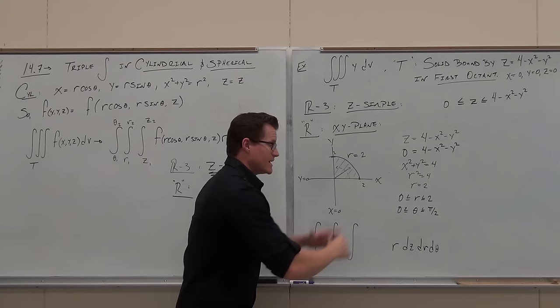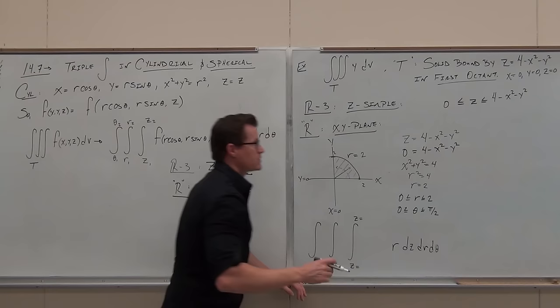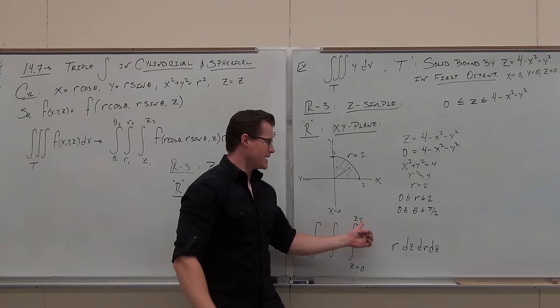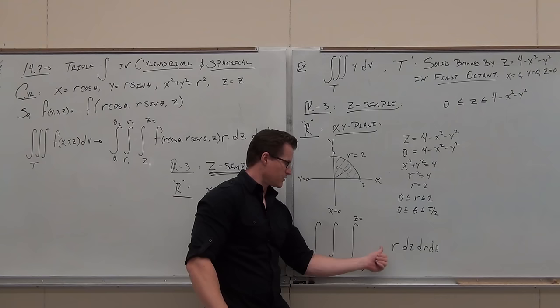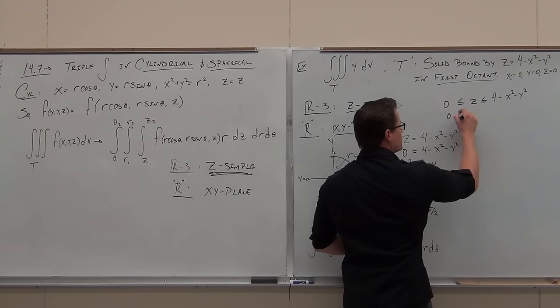Now, we did z simple, which means we've got to have z equals first. You tell me what's the bottom value for z, please. Tell me, Rob. The top one. Let's not make this mistake. I need all this stuff to match up with my next value. So if I have z equals, it's got to be r's and thetas. That's not r's and thetas. Let's change it now. So 0 looks pretty good.